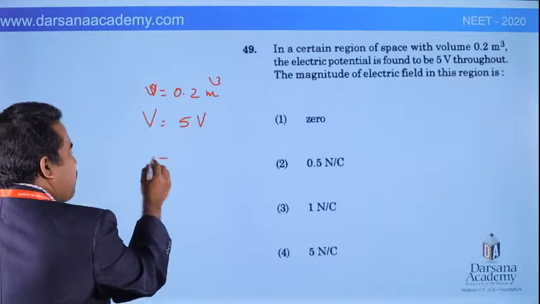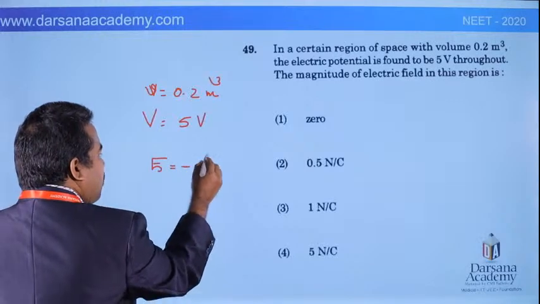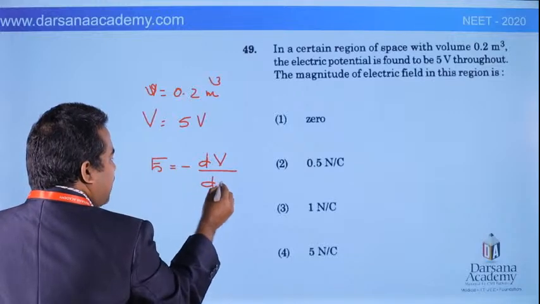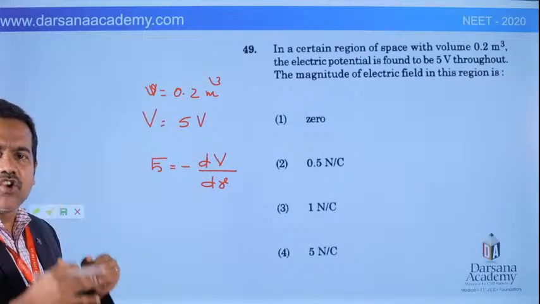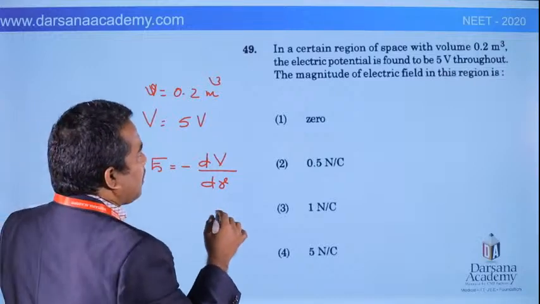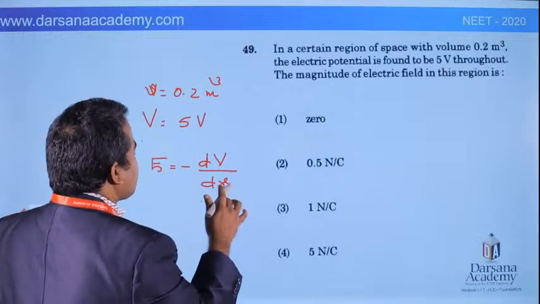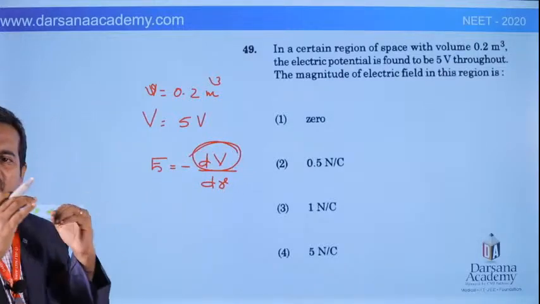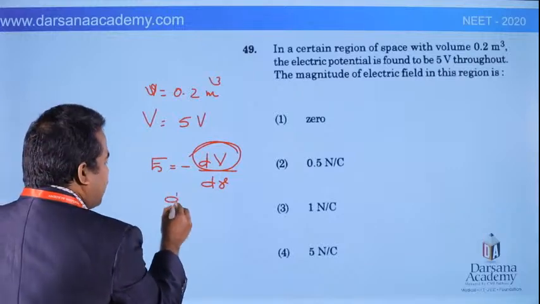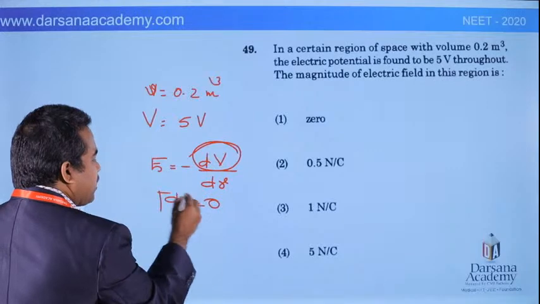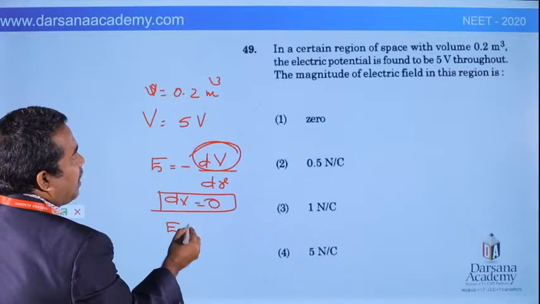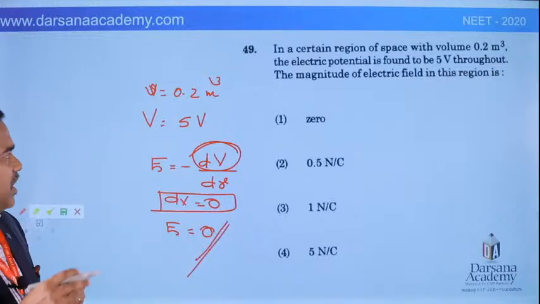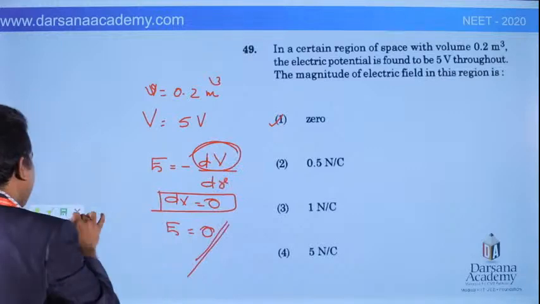We know the electric field is the negative of the potential gradient. It is a very important one. In this region, it is given that the electric potential is constant. It is given as 5. That means dV should equal 0. So that is the very important one. So we have to say the electric field has the value equal to 0. It is a good concept, a good question from electrostatics.